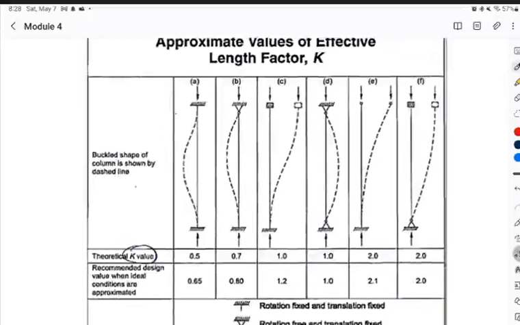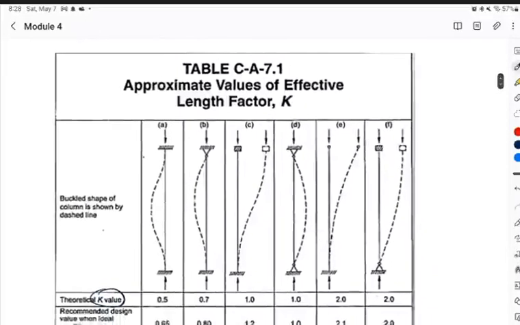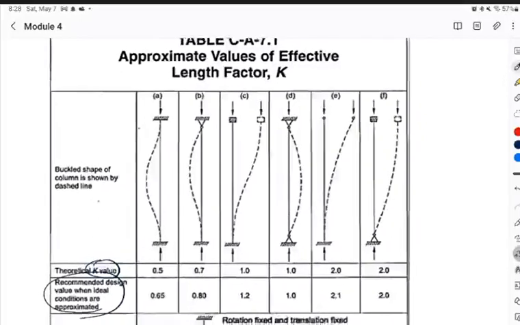So this is our K factor, theoretical K value. Usually, class, yung ginagamit natin for now is the theoretical K value. Okay? When we design, dito na natin gagamitin ito. Okay?